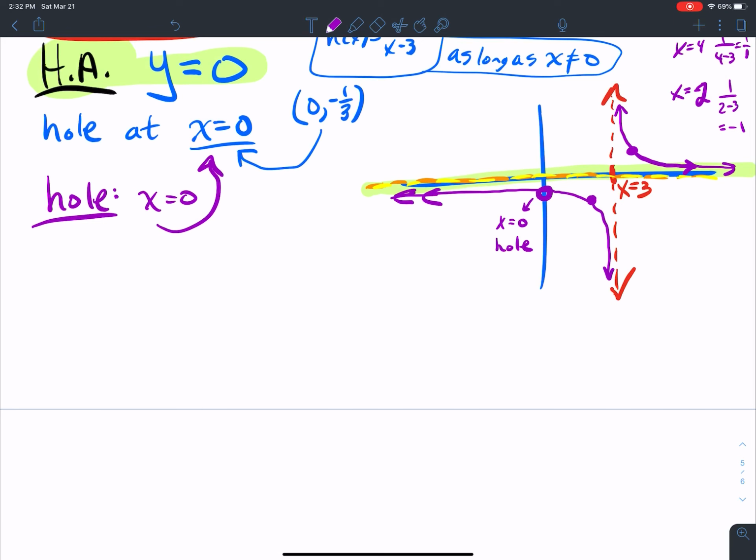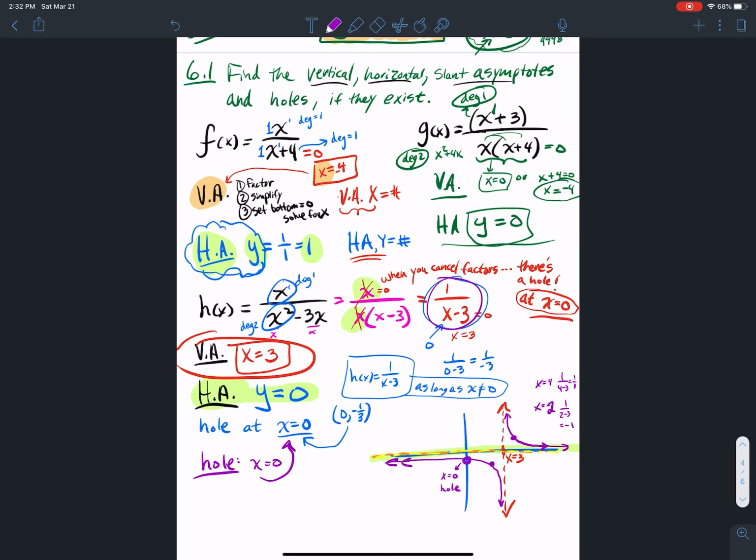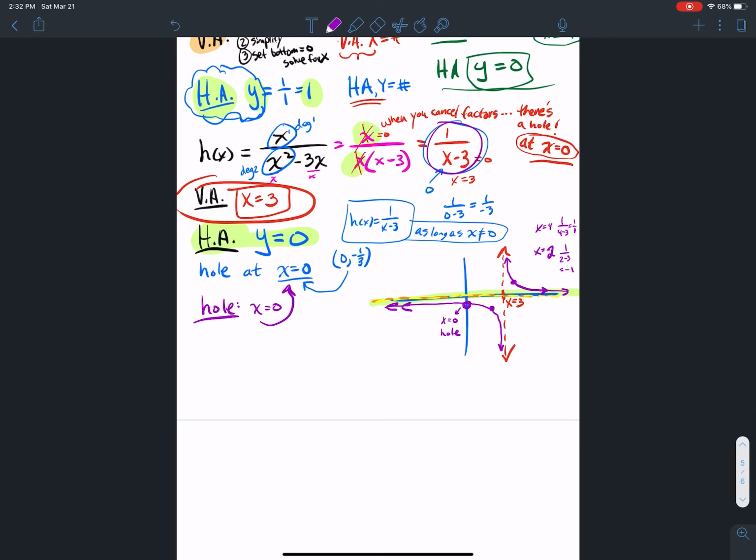I hope that that was beneficial to you. All right, let me zoom out so you can kind of see that whole problem taken at one point. All right, cool.